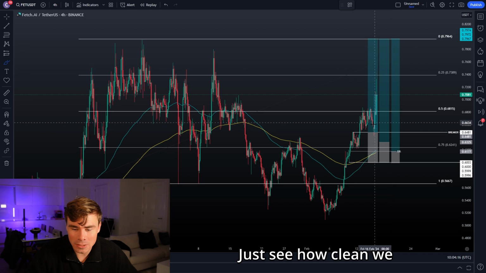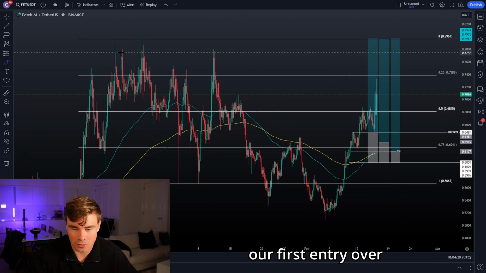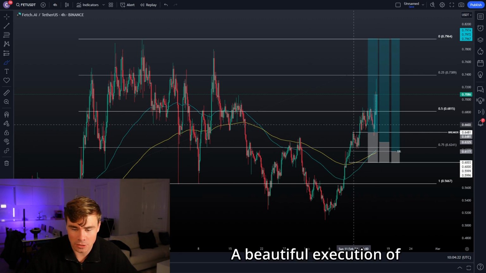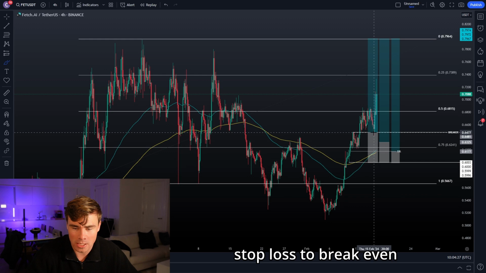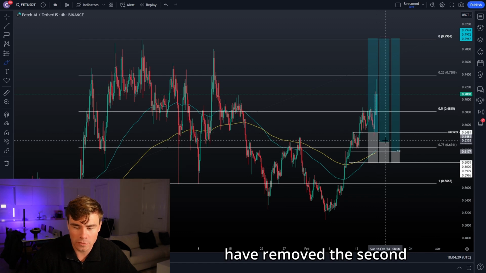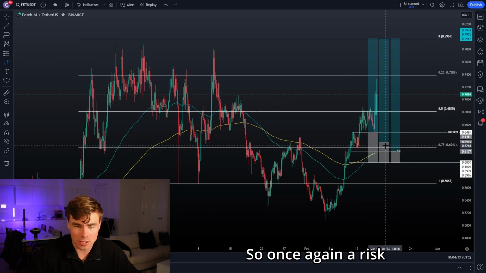Just see how clean we got filled over here with a beautiful bounce from that breaker and our first entry over here on FED. A beautiful execution of the trade idea, I must say. And right now we have moved our stop loss to break even on this position. We have removed the second order and also the third order. So once again, a risk-free position.